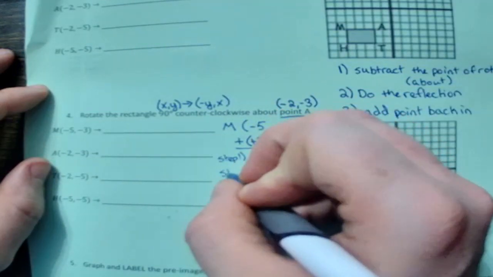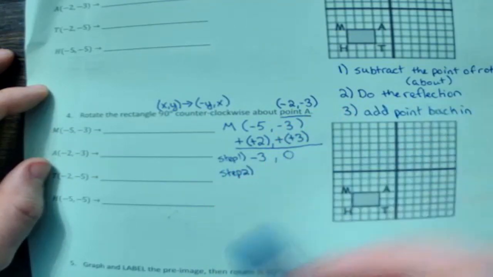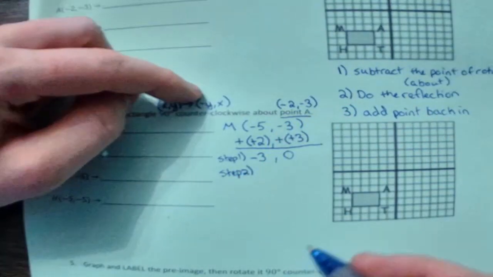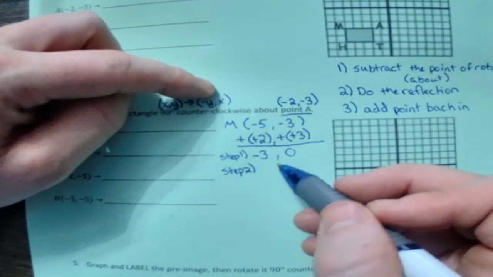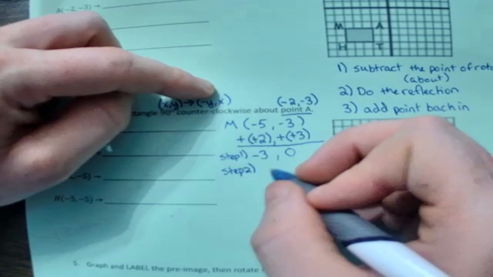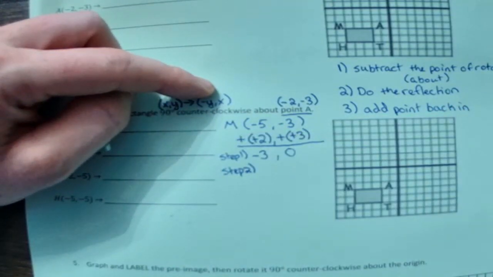Now we're going to do step 2. Step 2 said to do the rotation. So our point that we just found was -3, 0. We're going to now do this rule here. So since y is 0, we don't have to change the sign.